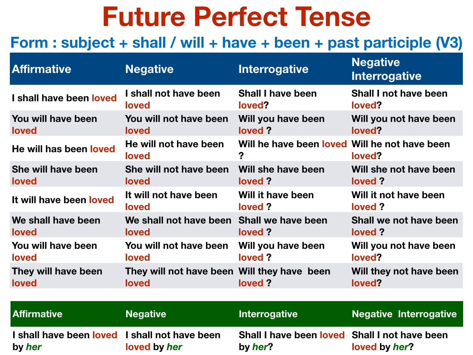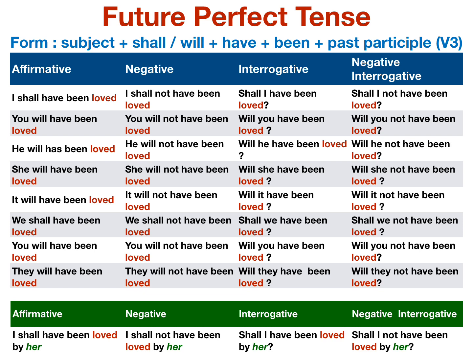We shall have been loved. We shall not have been loved. Shall we have been loved? Shall we not have been loved? You will have been loved. You will not have been loved. Will you have been loved? Will you not have been loved? They will have been loved. They will not have been loved. Will they have been loved? Will they not have been loved?